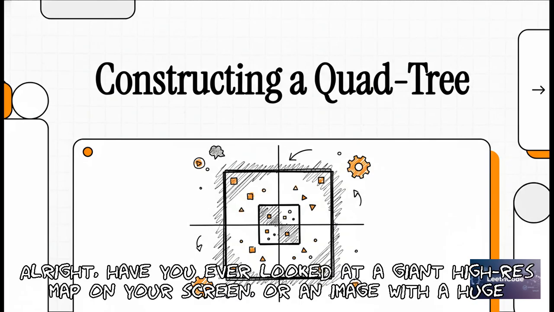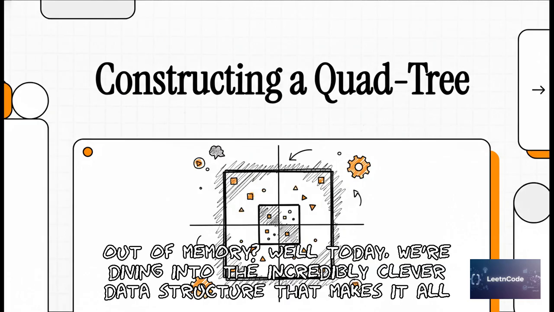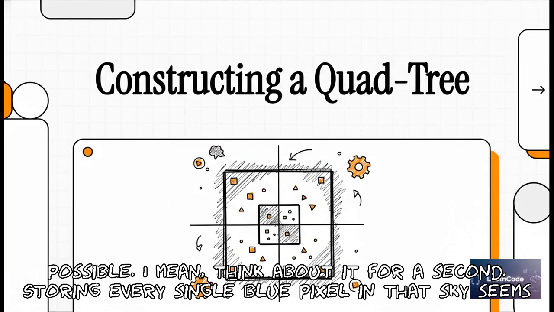All right, have you ever looked at a giant high-res map on your screen or an image with a huge, perfect blue sky and wondered, how does a computer store all that without just running out of memory? Well, today we're diving into the incredibly clever data structure that makes it all possible.